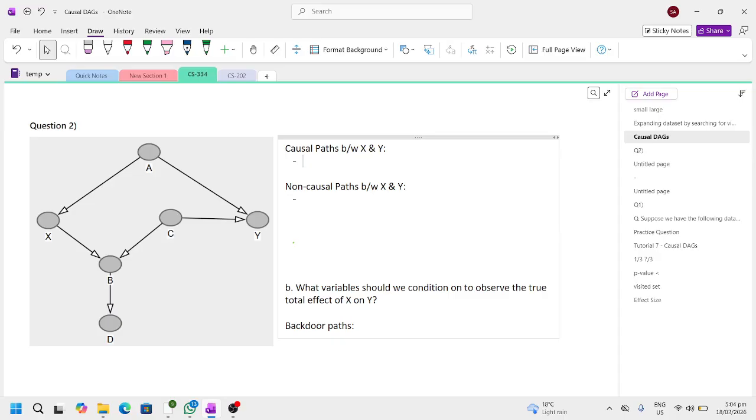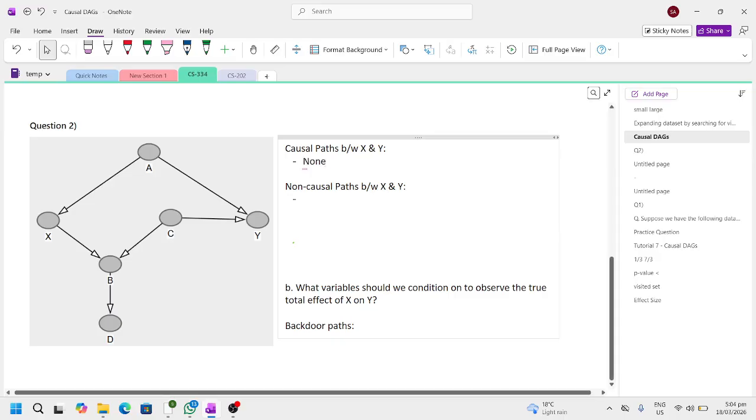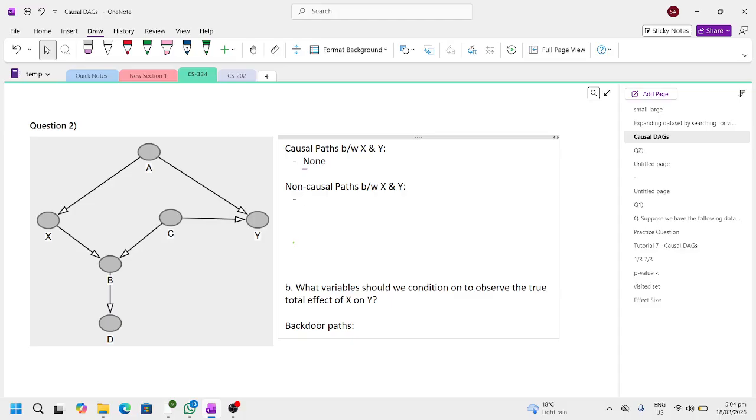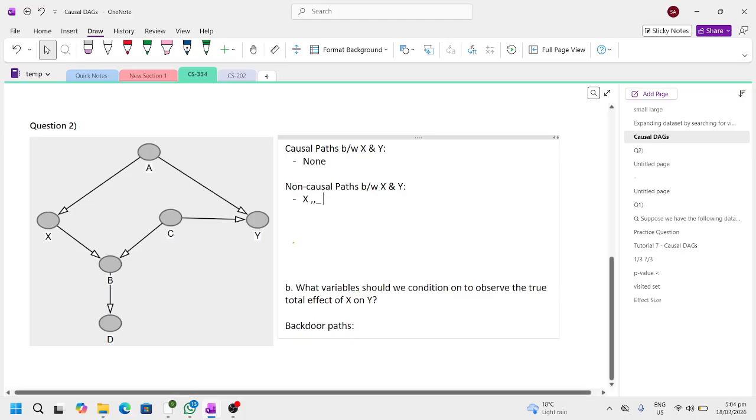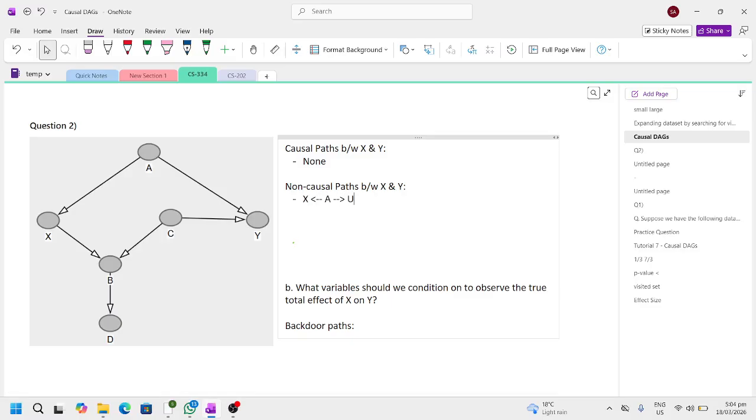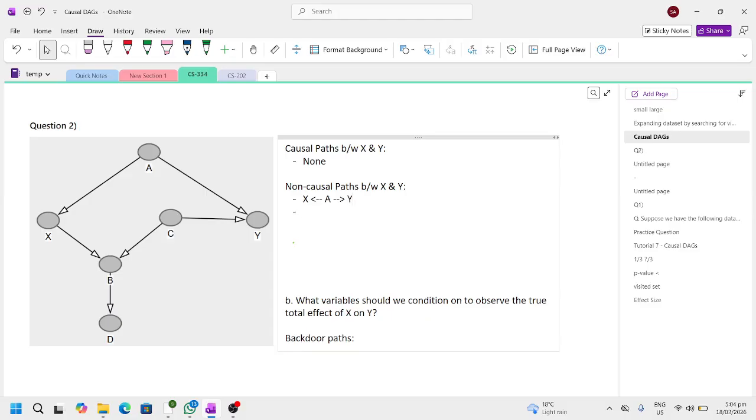Okay, do we have an answer for causal paths between these two variables? I guess no. No causal paths between them? Yeah, you are right. None. What about non-causal paths? A to X and A to Y. Perfect. This A path is non-causal. There is one more path. I guess X to B, C to B, and C to Y.